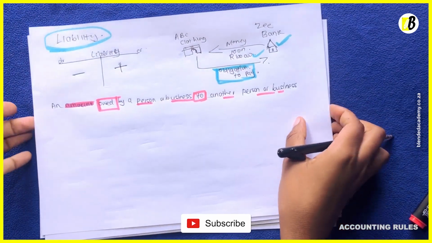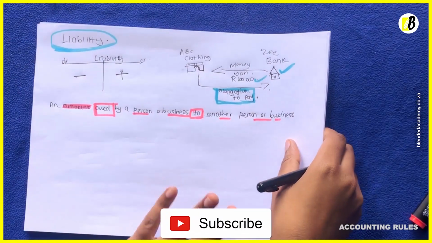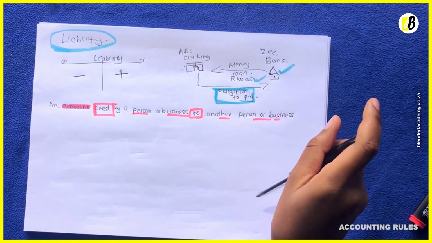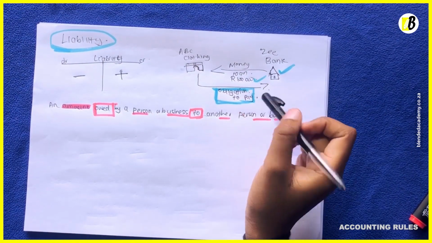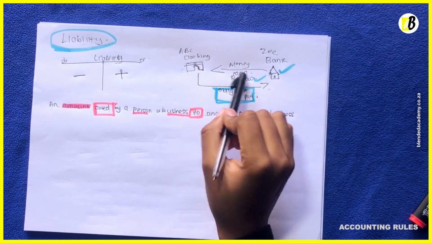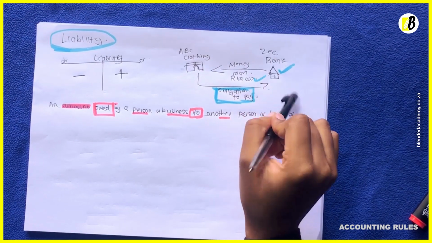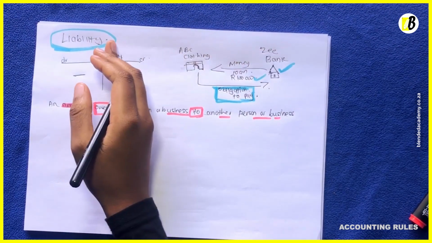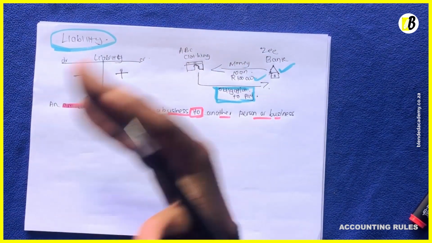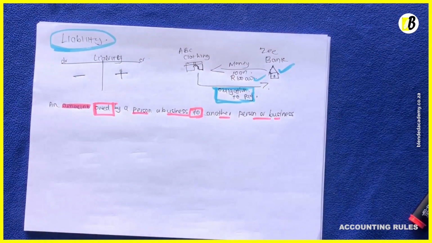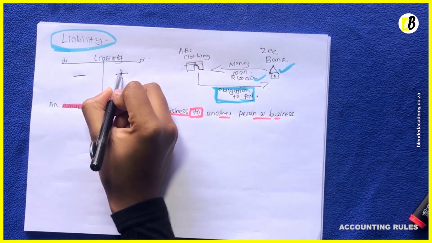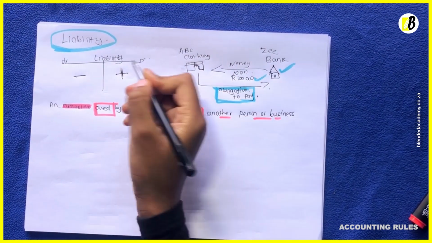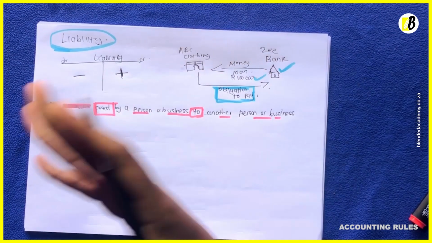Okay, so now let's look at how this affects our debit and credit. ABC owed money to Z Bank. Therefore, the loan is increasing because now I have more money. ABC gave me money, which means now I have more money. Therefore, you're going to credit this liability because now it's increasing.